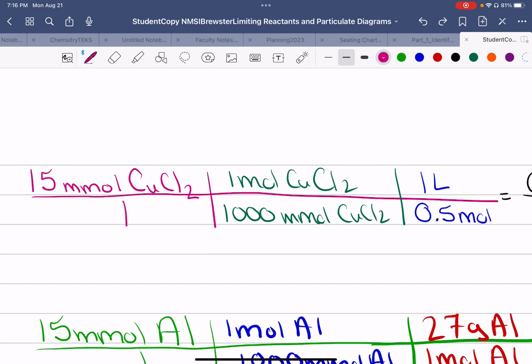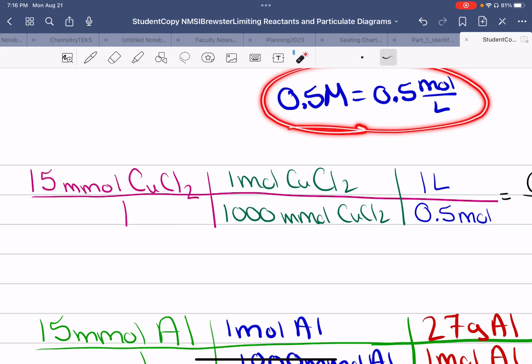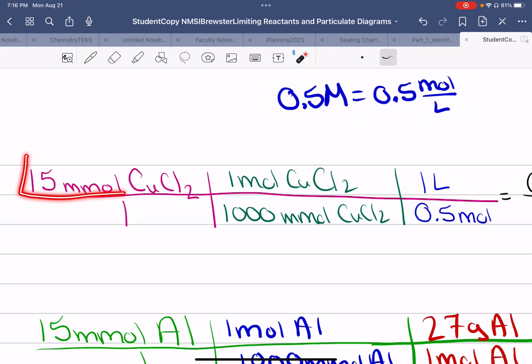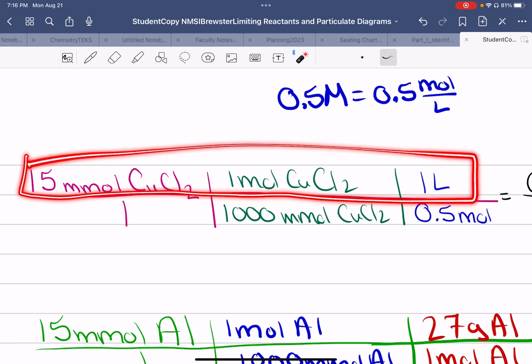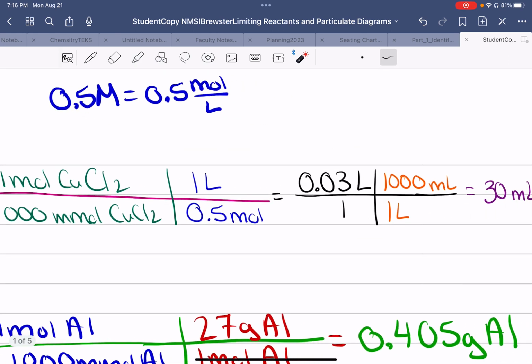Now, this is a step that is usually missed. We have to remember that when we read a bottle and it says 0.5 molar, we can also represent it as 0.5 moles per liter. Okay? So if we have that in mind, then I take this number here and I'm going to put the moles on bottom, liters on top. Now, product at the top divided by the product at the bottom. And when I do that, I'm going to get 0.03 liters.